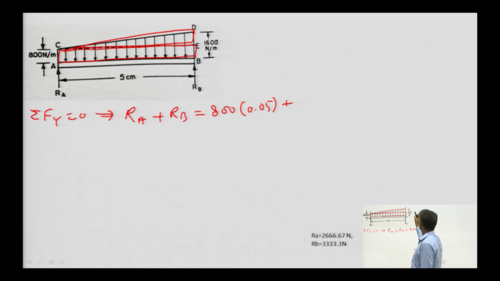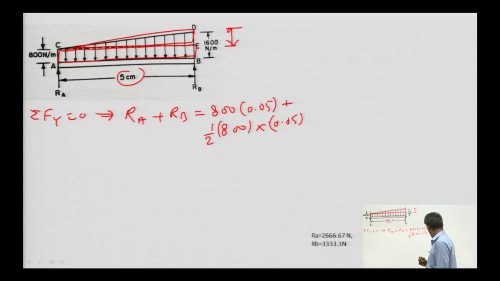Plus another, this one will be 16, its intensity is 16. So, this distance is again 800, since this is the triangular, so 800 into this one into 5.05, because it is in centimeter and intensity is in Newton per meter. That is why I have taken it. So, the values of RA and RB can be calculated.